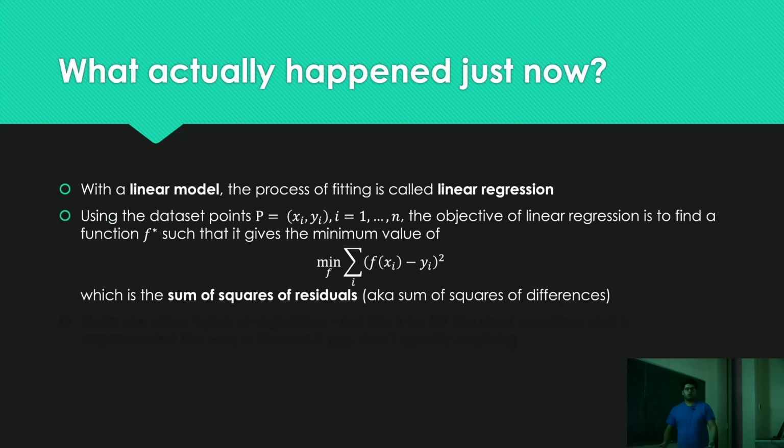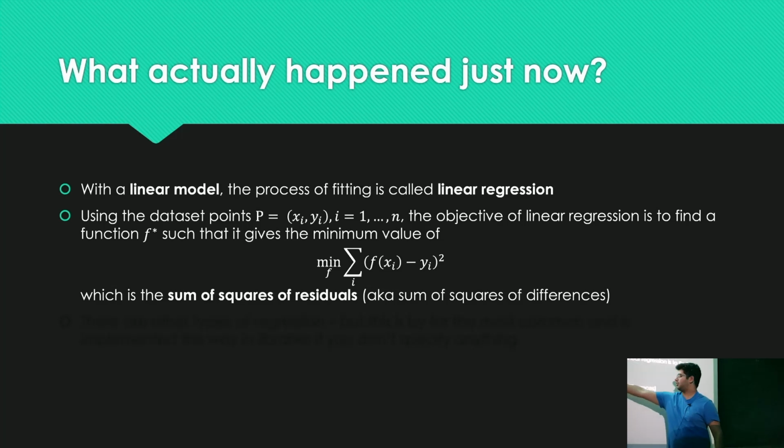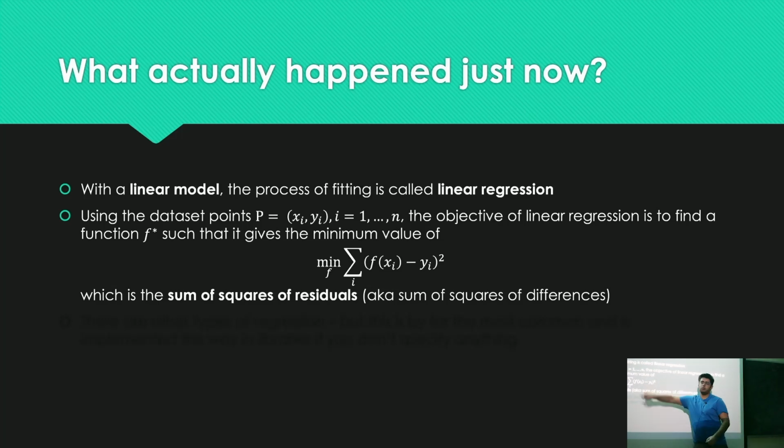Using the data points, if I call them (x_i, y_i) from i equals 1 to n, where n is the length of our data set, the objective of linear regression is to find a function f such that it minimizes that expression. What is that expression? It's the difference between the predicted model value minus the actual value observed in the data set, and this is the sum of squares. This difference between what the model predicts and what you intended is known as a residual. I'll show you what a residual looks like in case you're confused.